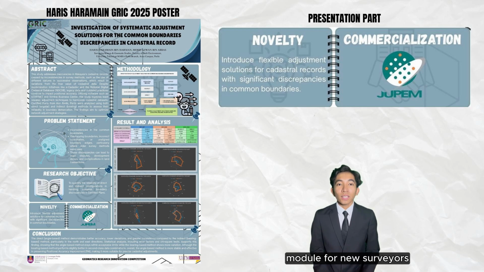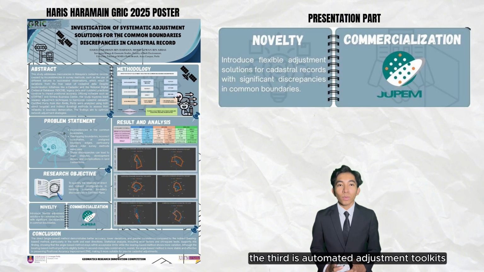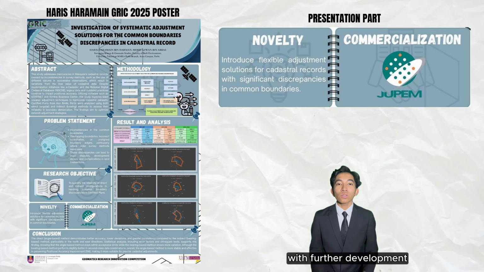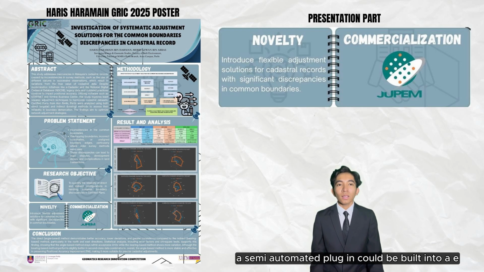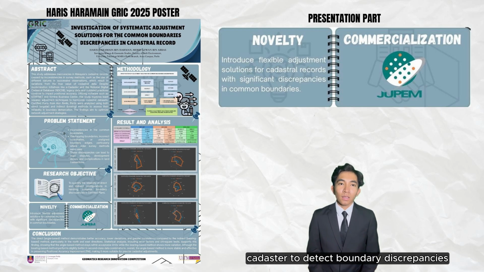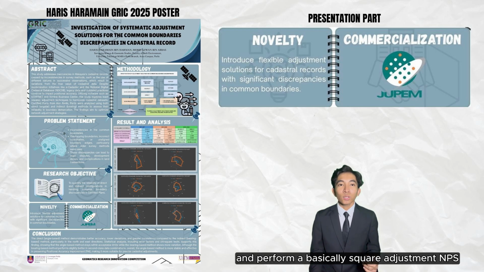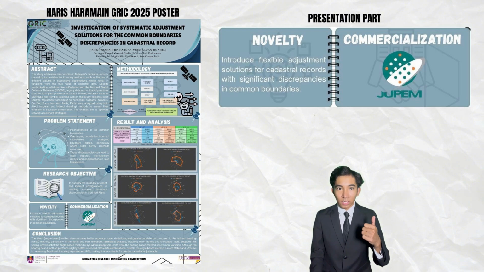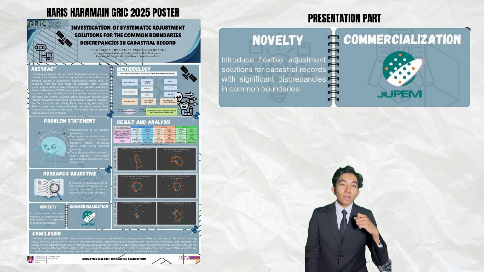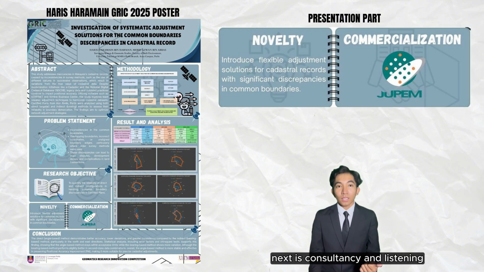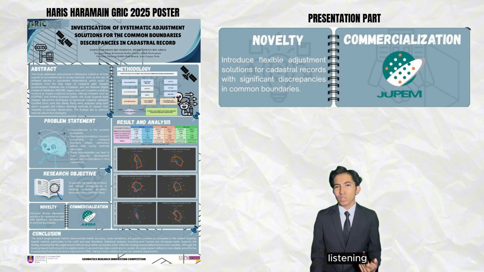Second is software training and modules. The STAR*NET and TBC configurations used in this study can be turned into a JUPEM certified training module for new surveyors. The third is automated adjustment toolkits. With further development, a semi-automated plugin could be built into eCadastre to detect boundary discrepancies, recommend the best adjustment method, and perform a basic least squares adjustment.